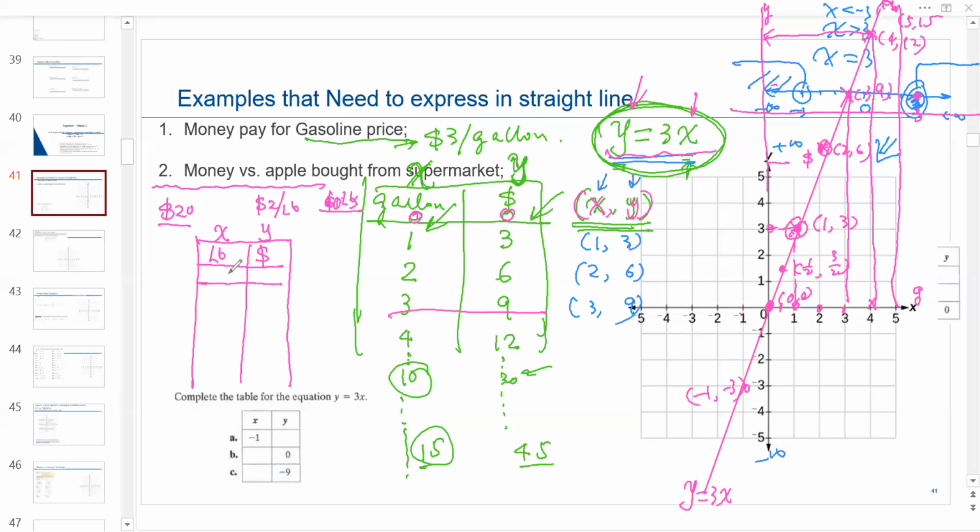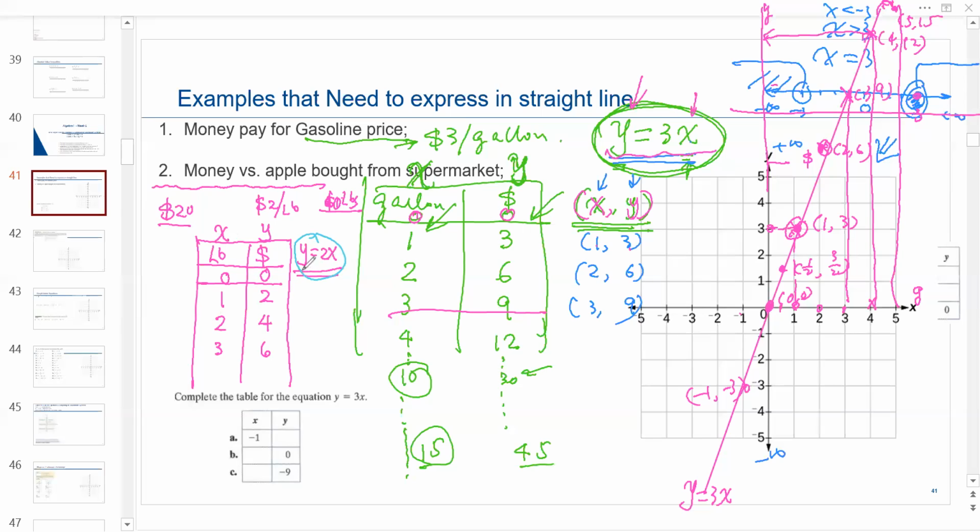If you buy 0, of course you pay nothing, right? You buy 1 pound, you need to pay $2. If you buy 2 pounds, you need to pay $4. If you get 3 pounds, you pay $6. So their relationship is Y equals 2X, right? Let me use a different color so it's a little clearer when I do the graphing. So Y and X have a relationship.